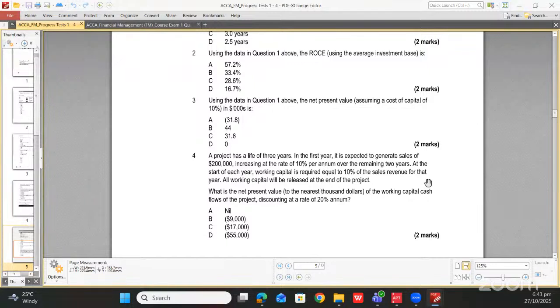What is the present value of the working capital cash flows of the project, discounting at a rate of 20% per annum? So what are they doing there? It really is not a difficult question if you understand it.